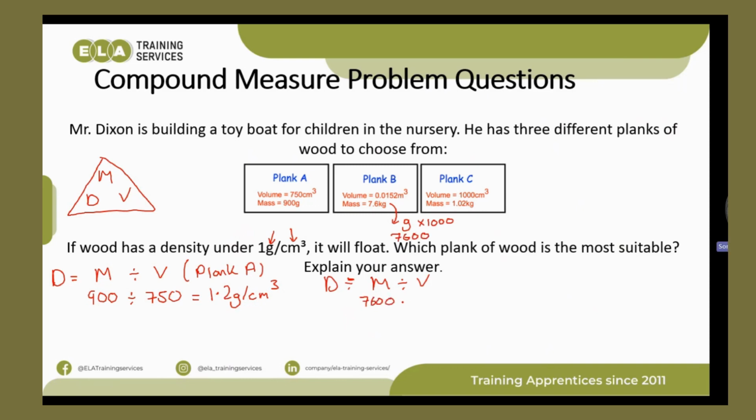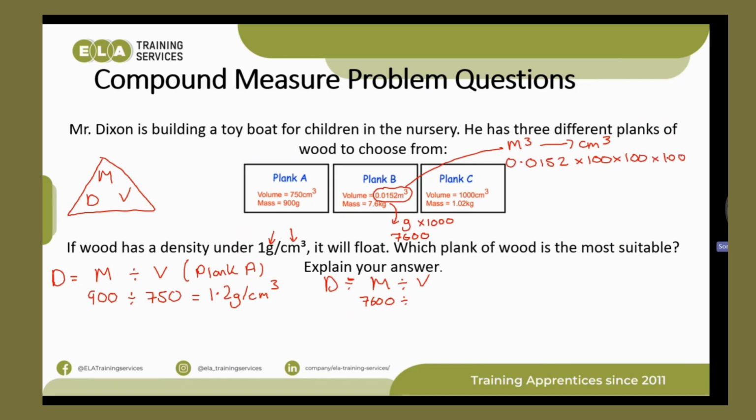And we're going to divide that by our volume. But our volume is in metres cubed. Now, when we're converting from metres cubed to centimetres cubed, it's a little bit different than converting from metres to centimetres, because you need to multiply by 100 three times because you're cubing it. So you've done it 3 times. So we're going to go 0.0152 multiplied by 100, multiplied by 100, multiplied by 100.